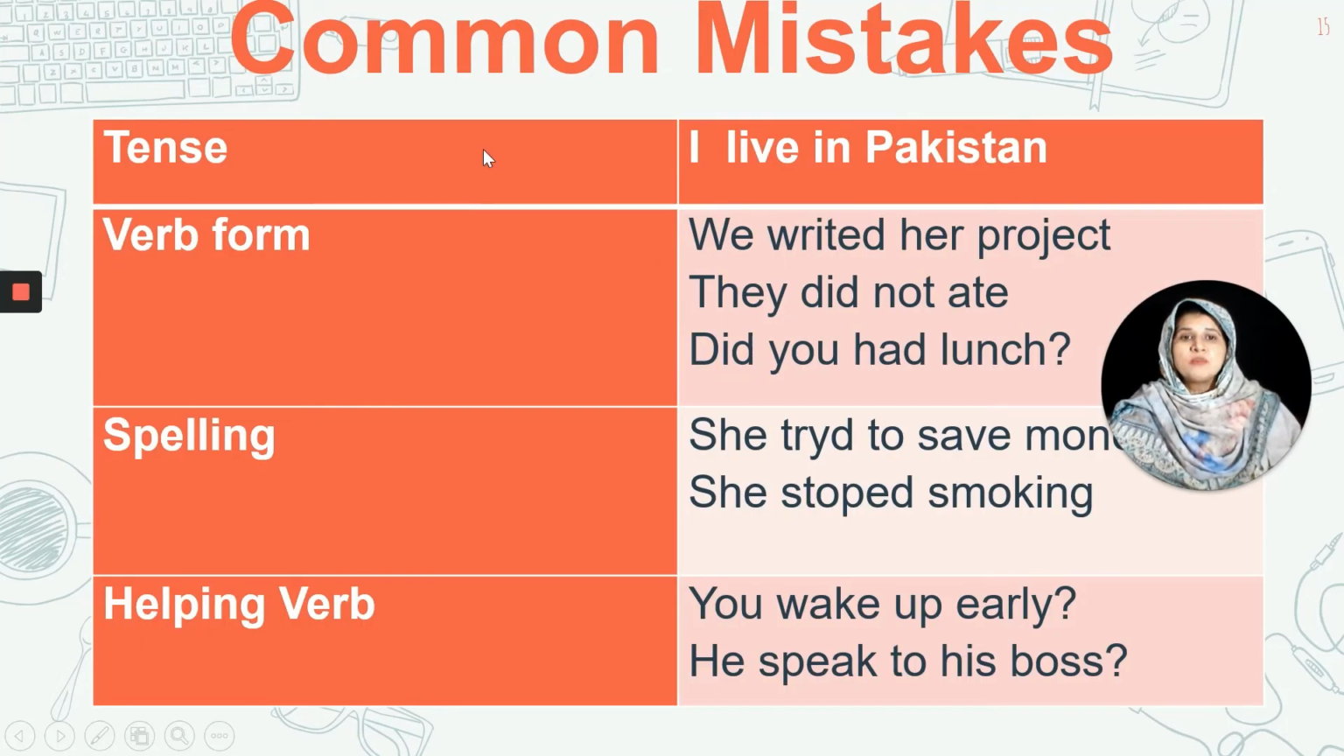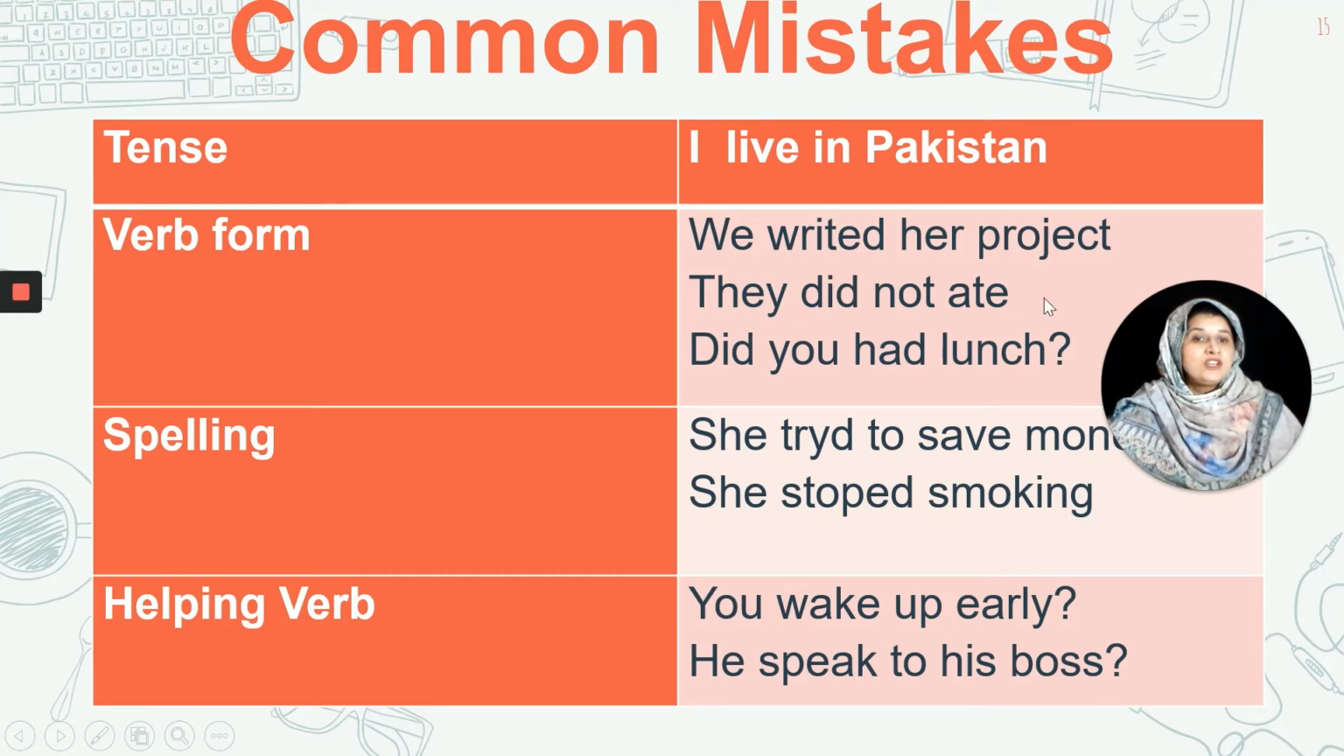Now we'll see some of the most common mistakes which we make in simple past tense. For example, I live in Pakistan, right? Now, live. Is it correct here? You are right. We need to use the past form, and we'll say I lived in Pakistan. Next, we can make some mistakes in verb form, like we writed her project. Is it writed or wrote? Yes, we wrote her project.